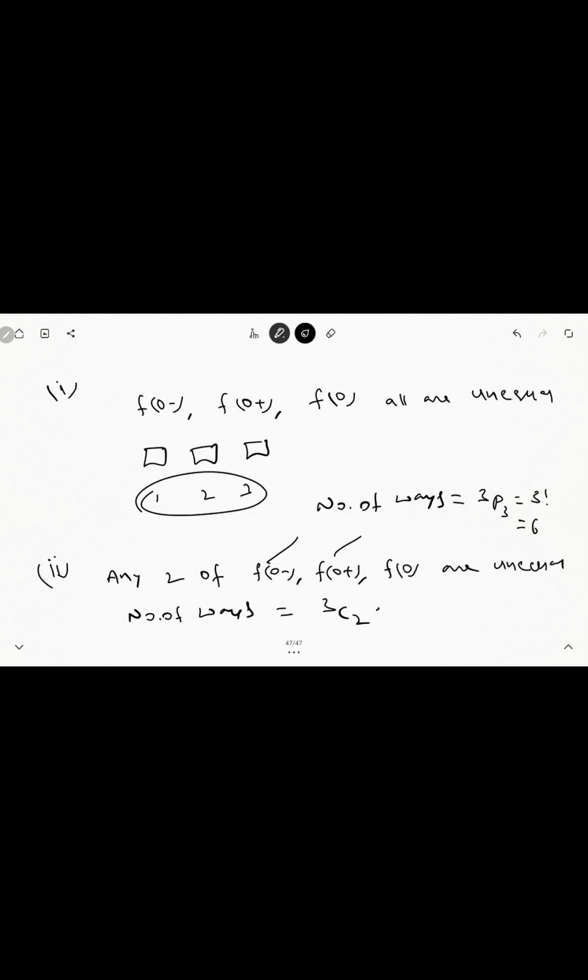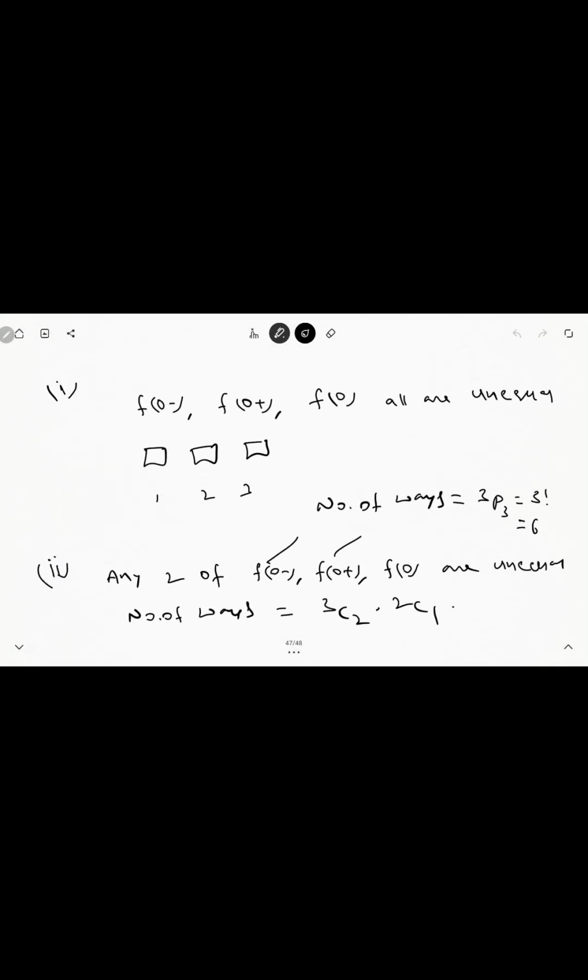Okay, 1, 2, 3 are there now. Therefore, I can take 1 and give it to f0 minus and f0 plus. Is it clear? So that is 2c1 into two boxes are filled. For example, like this, f0 minus, f0 plus, and f0 in this case. Okay, f0 minus, f0 plus, f0.